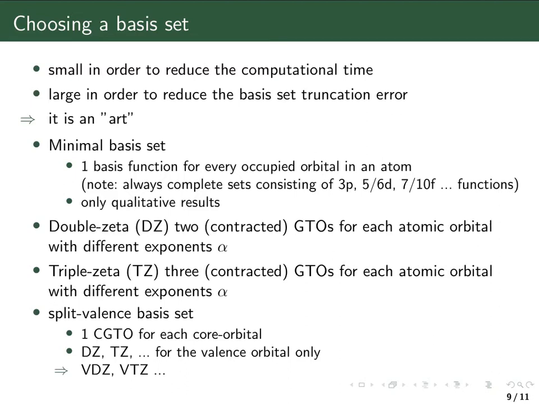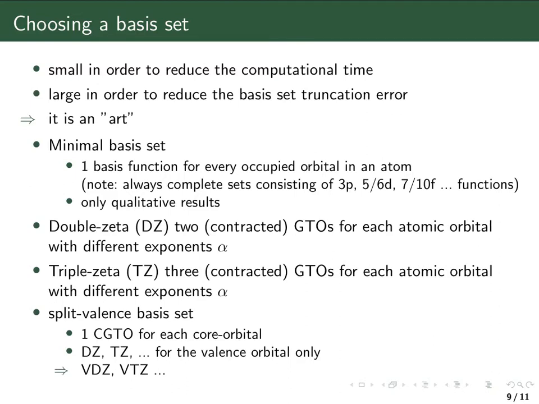Choosing a basis set might therefore appear to be an overwhelming problem, in particular because one would like to choose as small as possible a basis set in order to reduce the computational time, but on the other hand, as large as possible in order to reduce the basis truncation error. Choosing a basis set is therefore a bit of an art. Fortunately, several other people have thought about that and worked on that and developed different kinds of basis sets for all the atoms in the periodic table. In the following, I will describe some of these basis sets and come with some recommendations.